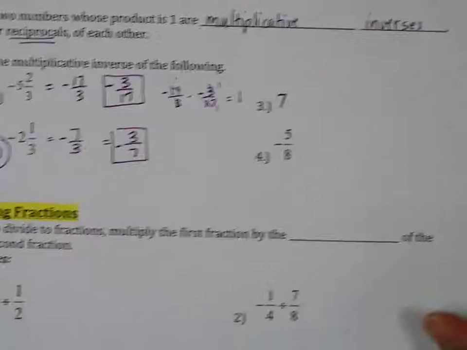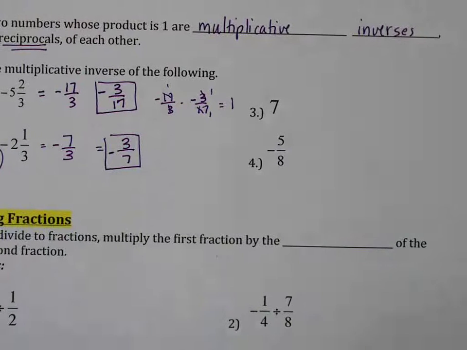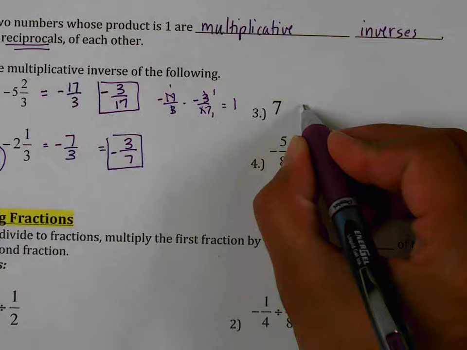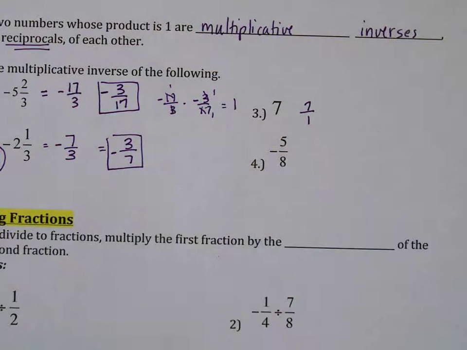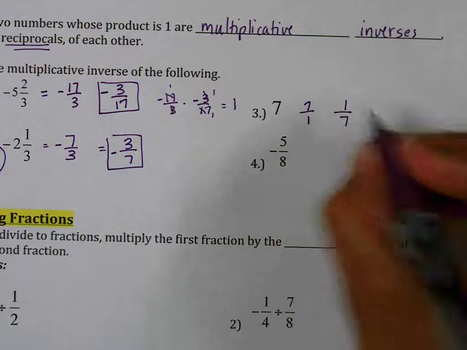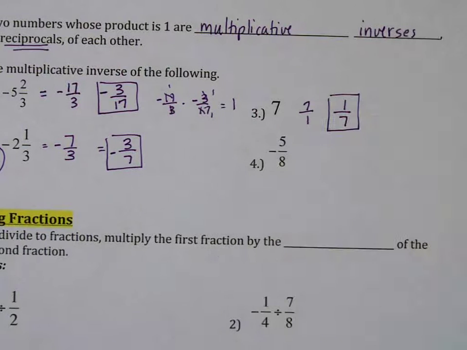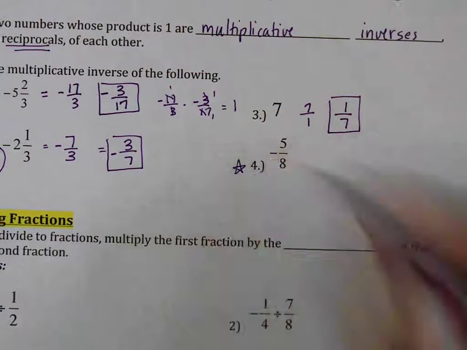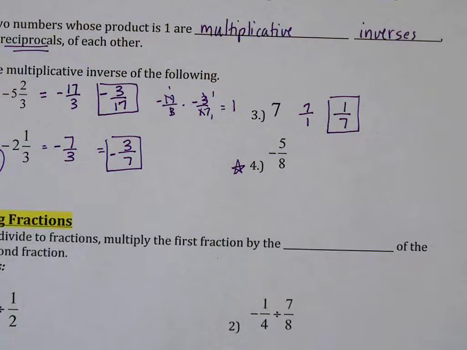Now number 3, the number is 7. Remember that 7 can be made into a fraction by putting it over 1. So when we do the multiplicative inverse, we would do 1/7. Okay, try number 4 on your own, and then we will check that in class tomorrow.